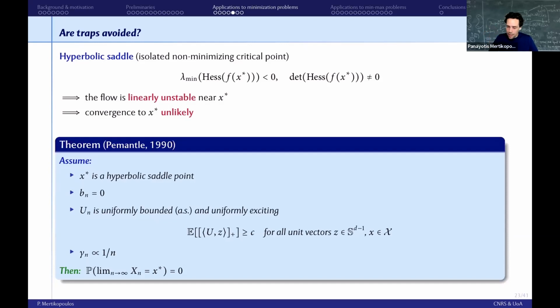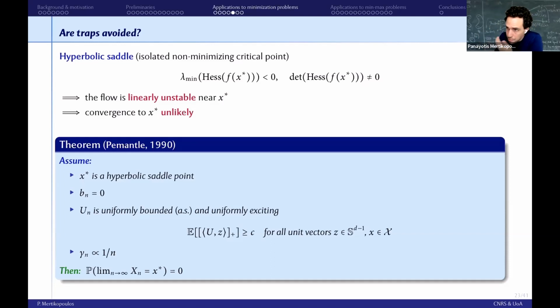And it also relies on what is known as a uniform excitability condition for the noise, which means that it has a non-zero component along all directions. There are no directions where the noise is zero. All right, I'm not saying it's isotropic, which means that it would be the same along all directions, but it has a non-zero component along every direction.